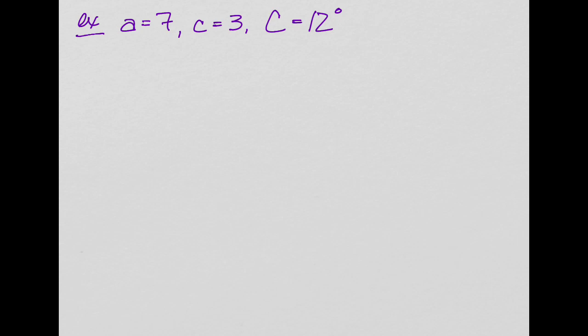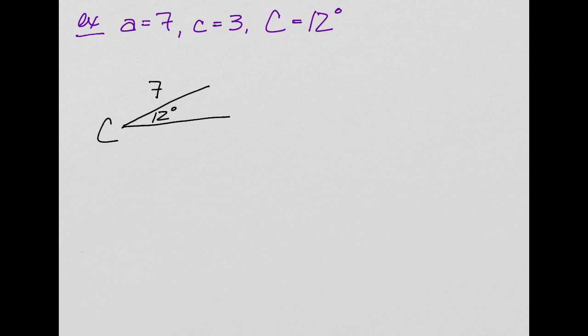So first order of business is to figure out, do we have one triangle, do we have two, or do we have none at all? A picture is a really good idea in a case like this. So I'm going to draw my little 12-degree angle here. There we go, 12 degrees, angle C. And my adjacent side, A, is 7. And then my opposite side has length 3.